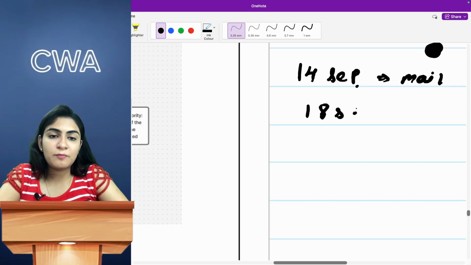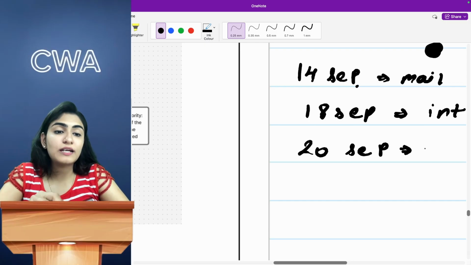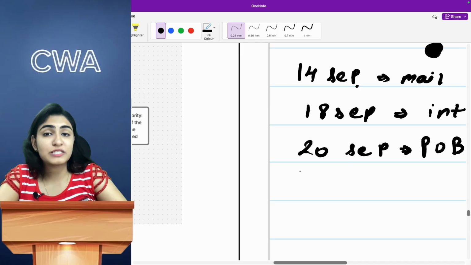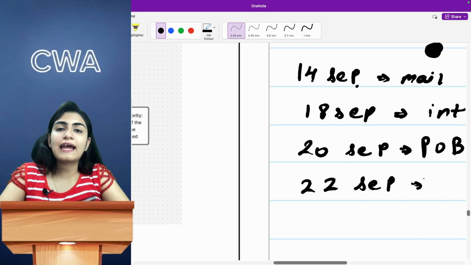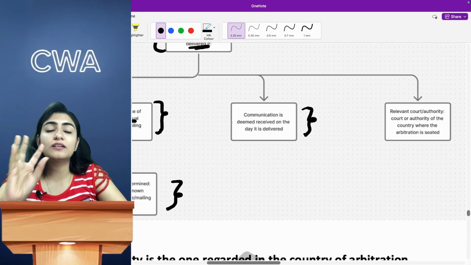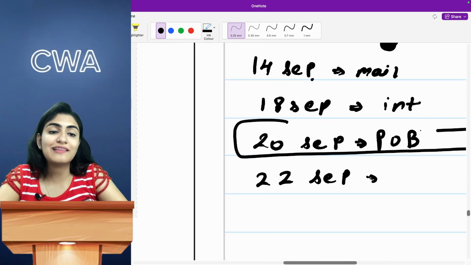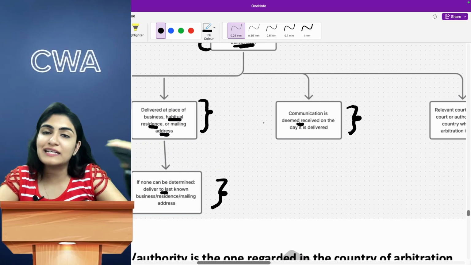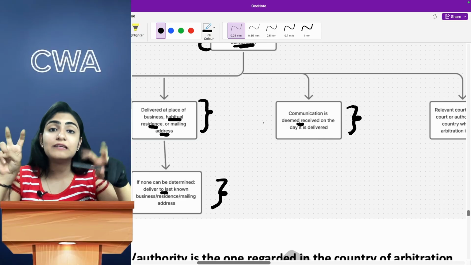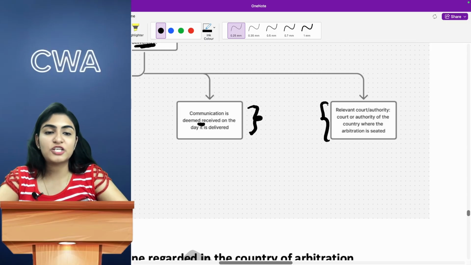On 18th of September, he got to know that it is in transit. On 20th of September, it was delivered at the place of business of Mr. Y. And on 22nd September, Mr. Y read it and accepted it. In such a scenario, the clause says that communication is deemed received the day it is delivered, meaning once it is delivered at the place of business, irrespective of whether the party has gone through it or not, it will be termed as deemed delivered. The relevant court or authority is where the arbitration is seated.